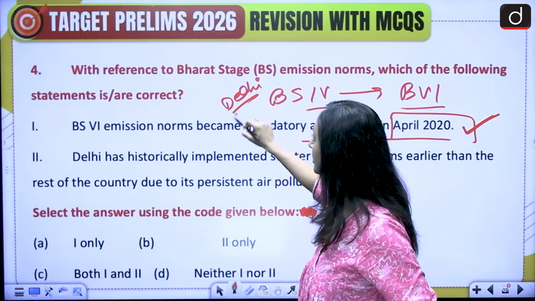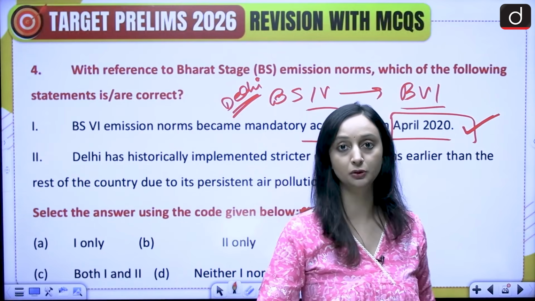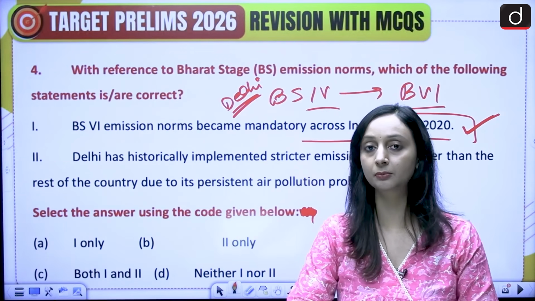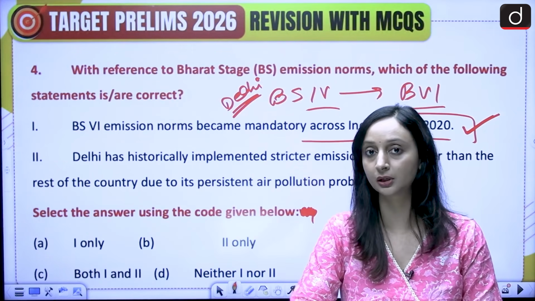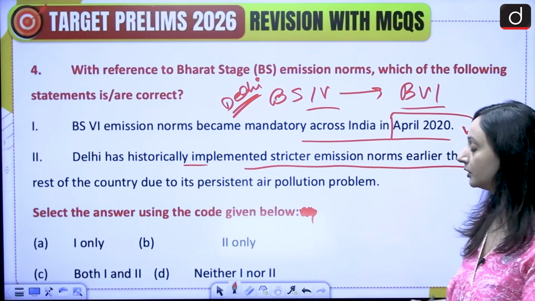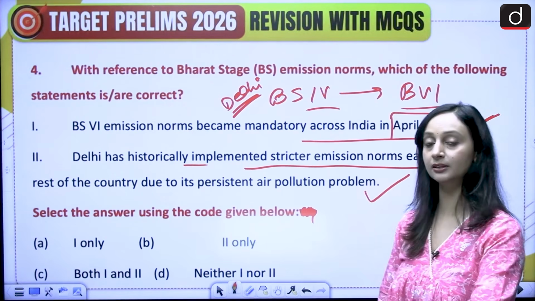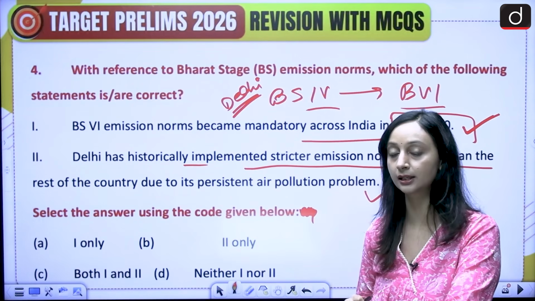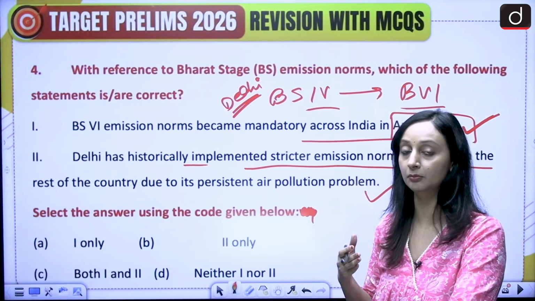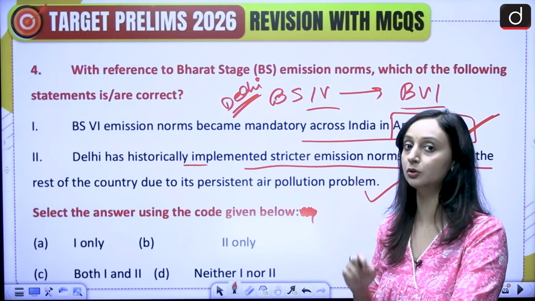In Delhi NCR. Because historically Delhi has faced the most amount of air pollution, most amount of vehicular pollution, and that's why all these BS norms have first been implemented in Delhi, and after that they have been implemented across the country. So Delhi has historically implemented stricter emission norms earlier than the rest of the country due to its persistent air pollution problem. Yes, this statement is also correct. We have a severe urban pollution problem in Delhi NCR. And that is why we see that these BS norms are implemented first in Delhi and then they are implemented throughout the country. And these BS6 norms have been made mandatory since April 2020.